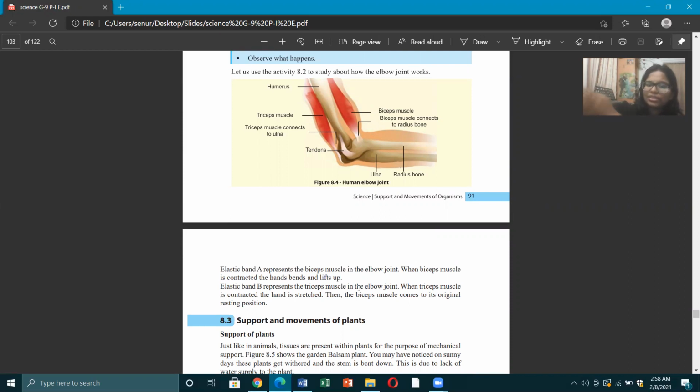When the triceps is contracted, the hand is stretched, and then what happens to the biceps? The biceps comes back to the original resting position.